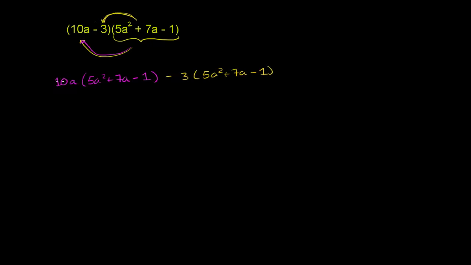10a times 5a squared: 10 times 5 is 50, a times a squared is a to the third. 10 times 7 is 70, a times a is a squared. 10a times negative 1 is negative 10a. Then we distribute this negative 3 times all of this. Negative 3 times 5a squared is negative 15a squared. Negative 3 times 7a is negative 21a. Negative 3 times negative 1 is positive 3.